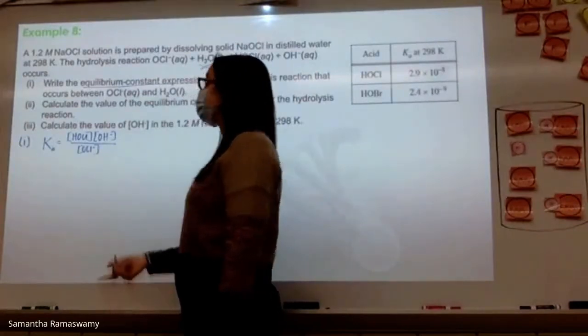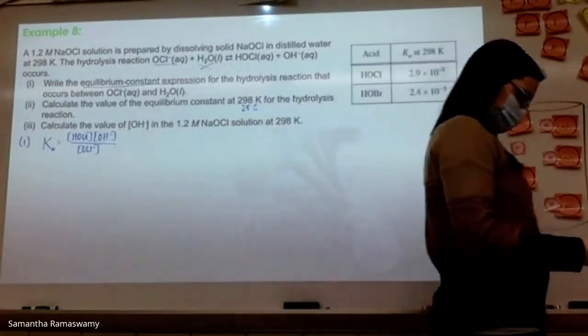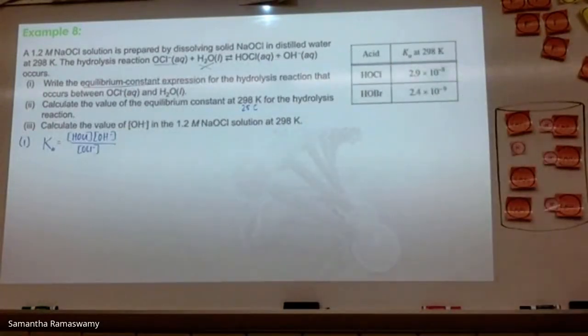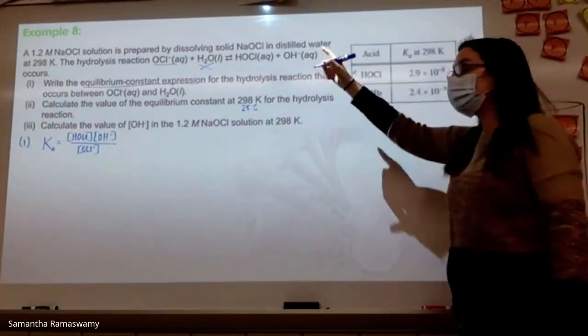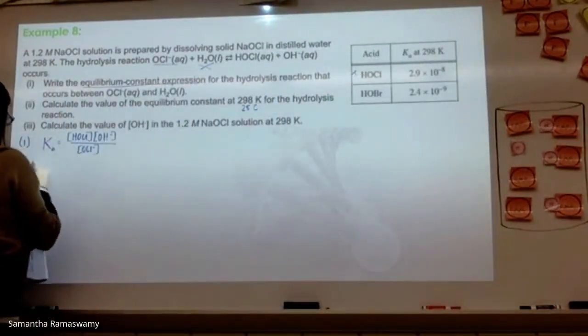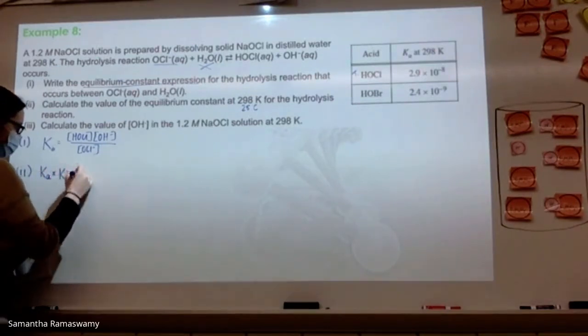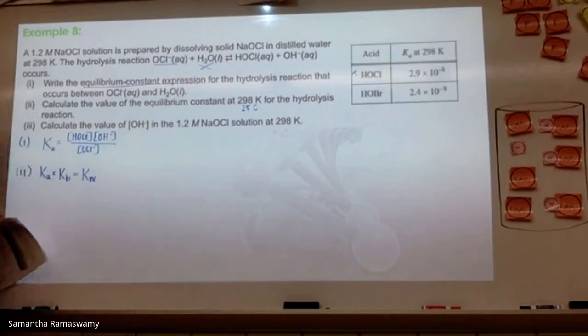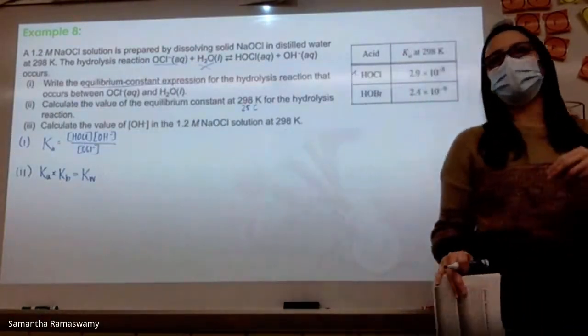We have Ka of the acid. We want Kb of the conjugate base. Well, remember, if you have a conjugate acid-base pair, Ka times Kb equals Kw. This is on the equation sheet. For any conjugate acid-base pair, Ka times Kb equals Kw. 298 Kelvin, 25 degrees Celsius, means that we can use 1 times 10 to the negative 14th for Kw.